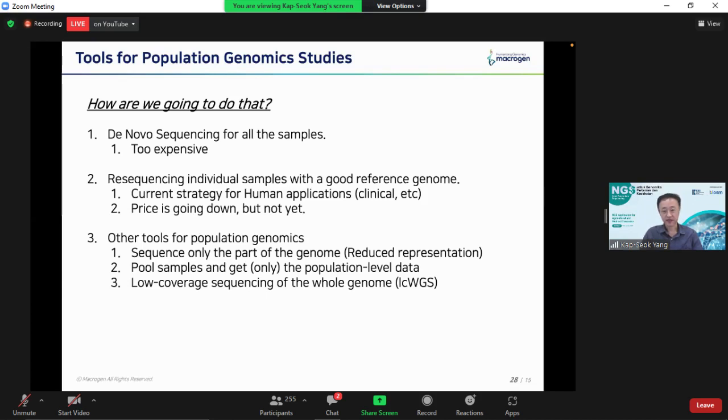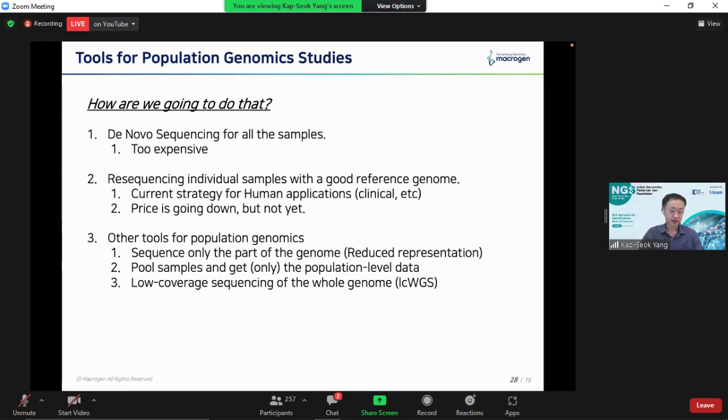So the researchers have been working on the bypasses so that they can get away with less sequencing. That's totally understandable, and that is a very, very important application.